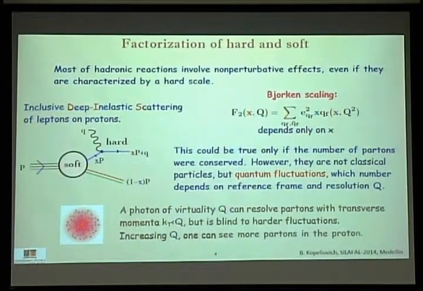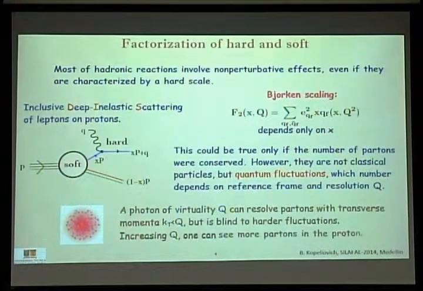And this actually would be true if the number of partons were a conserved number. However, partons are not classical particles. They are quantum fluctuations. So when you make a Lorentz boost, for instance, you can increase or decrease the number of these partons, like in QED, equivalent photons. And also, the number of partons which you can see depends on your resolution.